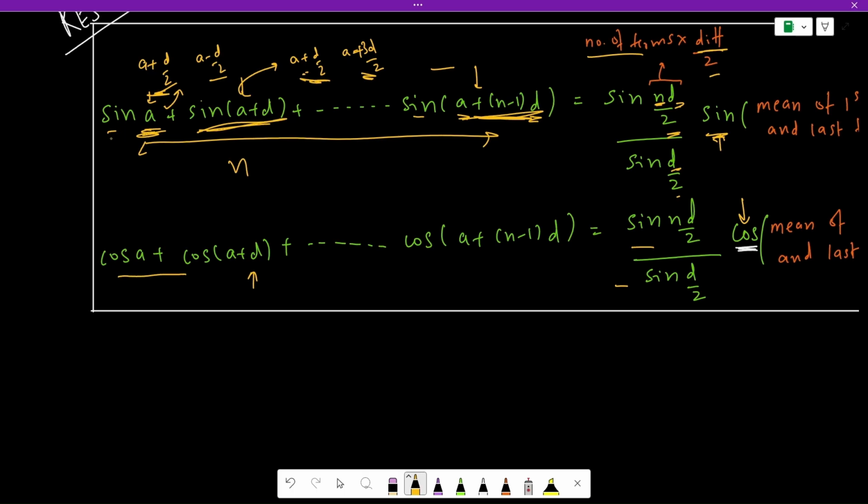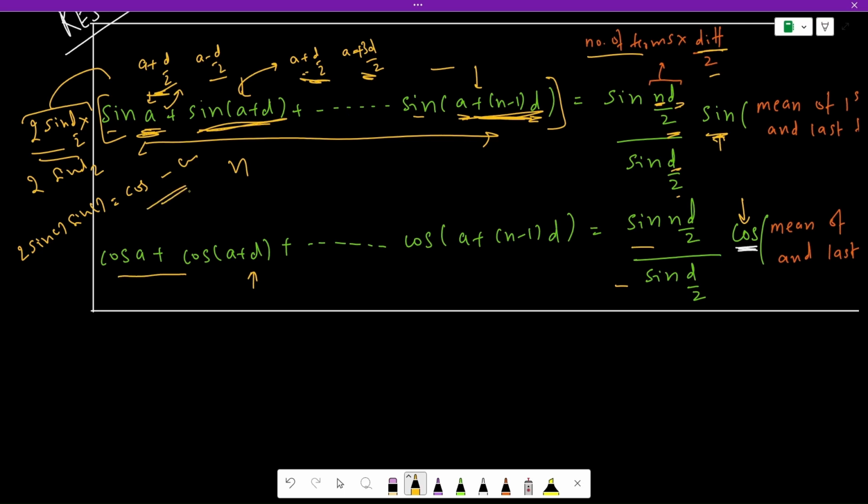So to do that, we will multiply by sine d by 2 and divide by sine d by 2 to the complete series, and we will multiply by 2 also. Now you can put these inside the bracket and use sine into sine equals cos minus cos, then terms will cancel out and eventually you can get the result. Similarly you can do it with this one also.